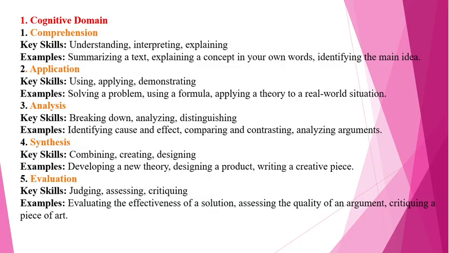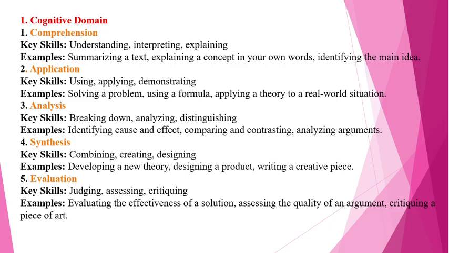Now we can further categorize the cognitive domain into subheadings. So take a look. The cognitive domain is further subdivided, starting with comprehension. The key skills of comprehension include understanding, interpreting and explaining things. For example, someone asks you to summarize a text, explain a concept in your own words, or identify the main idea. So it is an example of comprehension.